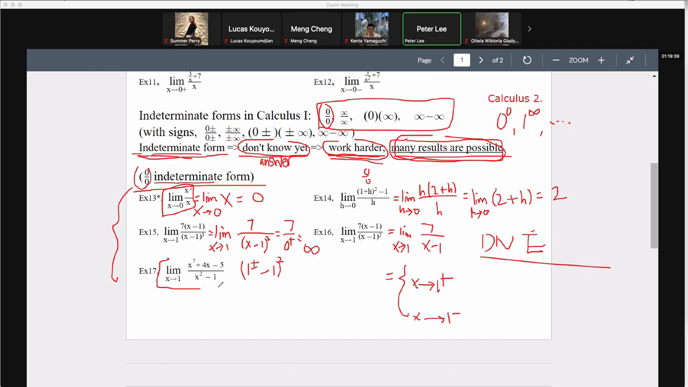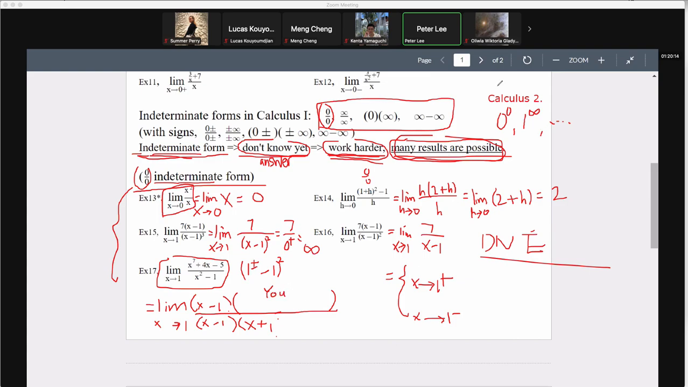Now, what's this one here? This one you can just do by factoring. This is also 0 over 0, x approaching 1. So this is x minus 1 times x minus 1 times x plus 1, and then the numerator in this case is going to be x minus 1. And then you are going to get a long polynomial here. Anyway, I'll let you do this on your own.